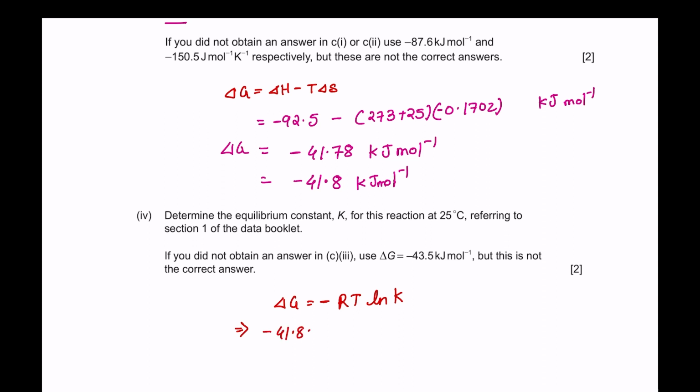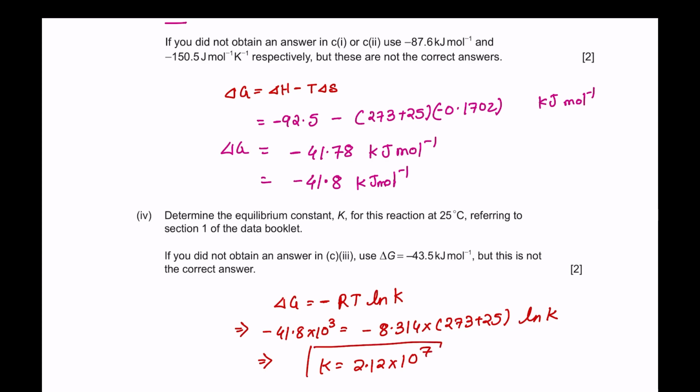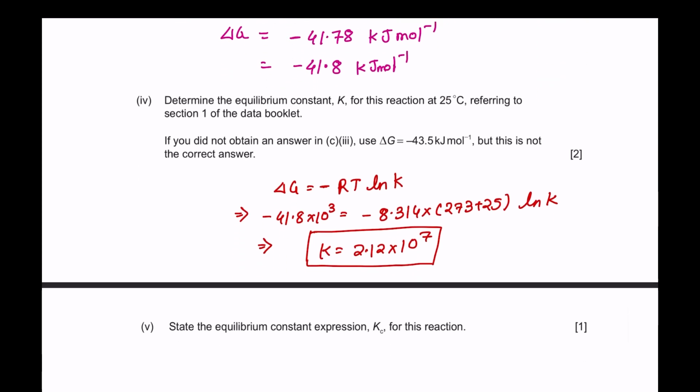So minus 41.8 times 10 cube. This converts the kilojoules to joule mole inverse. R becomes 8.314. Temperature, again, you have to convert to kelvins, times ln K. If you simplify this equation, you will finally end up with the value of K, that is 2.12 times 10 to the power 7. So as K has such a big value, the reaction will be mostly forward based.